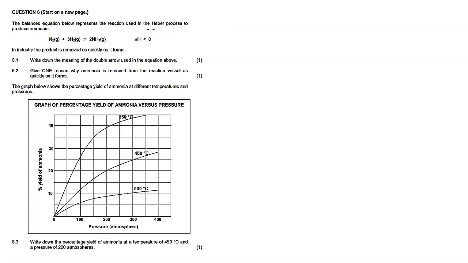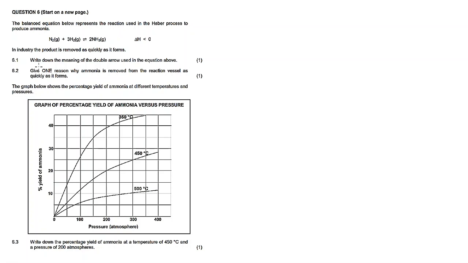In the Haber process to produce ammonia, in industry the product is removed as quickly as it forms. This is important because in industry they focus on the production side mostly. So in order to maximize their production level, they need to remove ammonia as quickly as possible so that more ammonia is being produced in this Haber process.